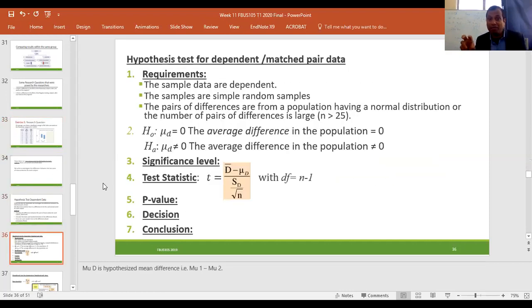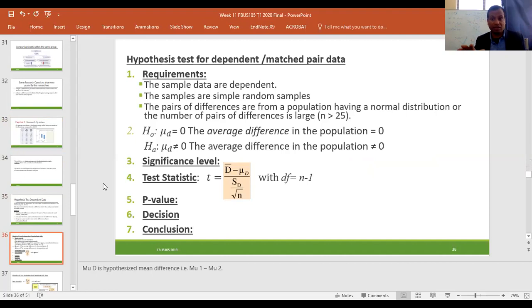So what is the null hypothesis here? Mu D equal to 0, whereas the alternative hypothesis is mu D not equal to 0, where D stands for difference. So the average difference in the population is not equal to 0. Then the level of significance, either 95 or 99 percent, depending on that. And the T statistic. Over here, you have another sort of calculation.